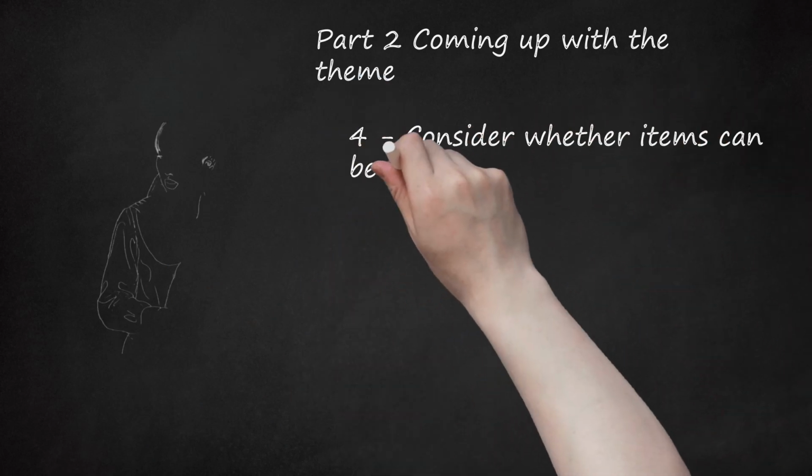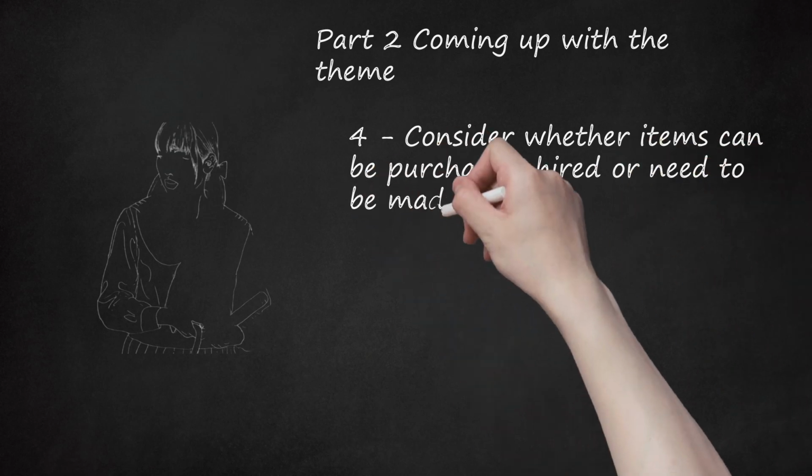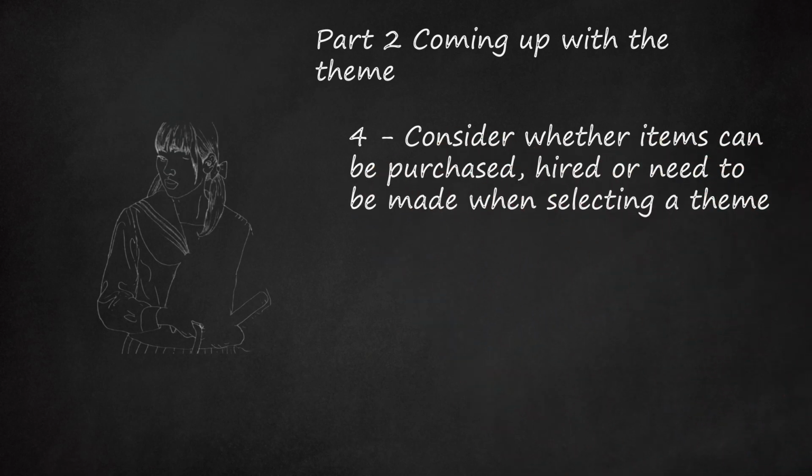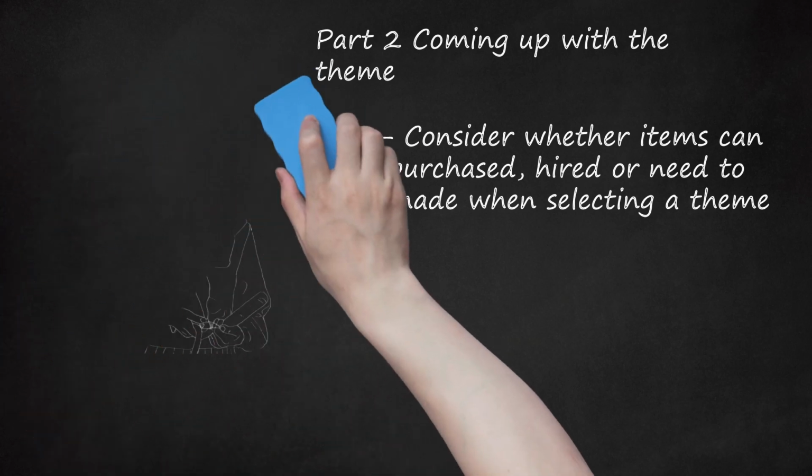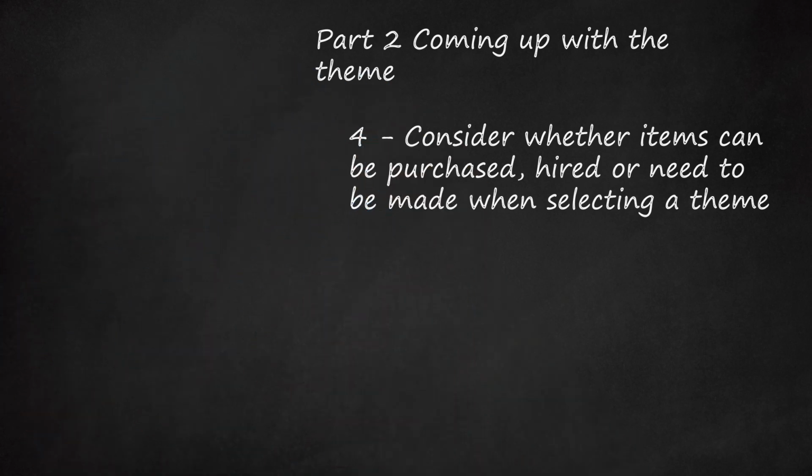4. Consider whether items can be purchased, hired or need to be made when selecting a theme. As these can increase cost and impact on people's time and resources, they are an important determining factor for the theme. For example, if the council wants to run a sideshow theme but it's clear that hiring the rides will be too costly, you can either decide to focus only on games that can be set up using school property, or you might even change the theme altogether, to one that has lower cost implications.